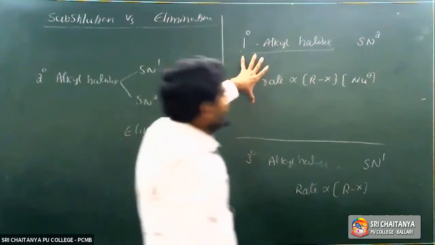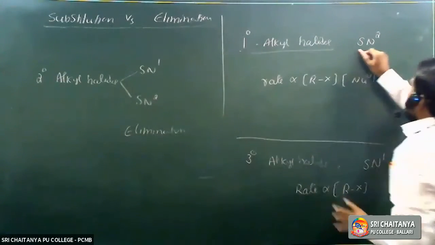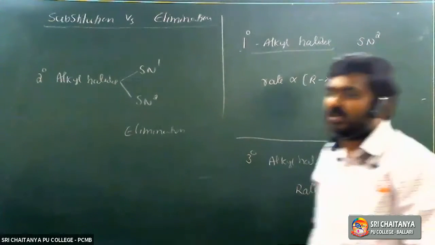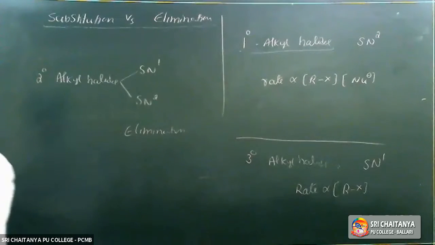So primary alkyl halides undergo substitution reaction via the SN2 mechanism, tertiary alkyl halides via the SN1 mechanism, whereas secondary alkyl halides undergo substitution either via SN1 or SN2 mechanism, and are involved in elimination reactions also.